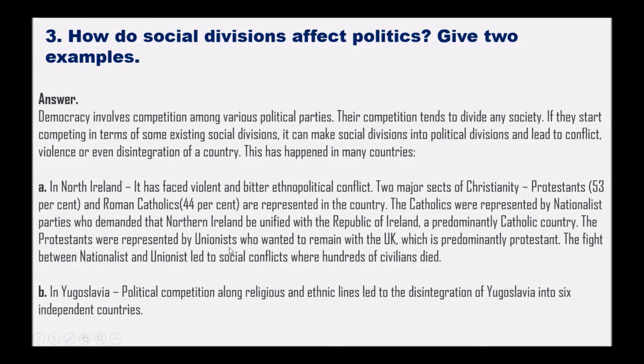The Protestants were represented by Unionists who wanted to remain with the UK, which is predominantly Protestant. The fight between nationalists and unionists led to social conflicts where hundreds of civilians died. In Yugoslavia, political competition along religious and ethnic lines led to the disintegration of Yugoslavia into six independent countries.